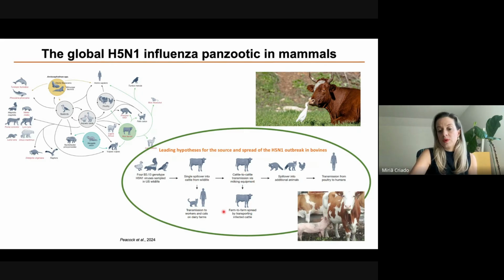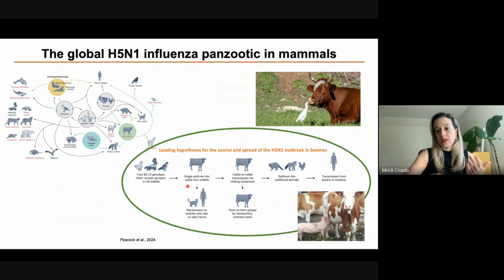And this was really alarming because this started a farm-to-farm spread by transporting these infected animals. In some parts we observed, and they were able to detect, some spillover to additional animals in the area close by these dairy cattle farms, and in some cases, some transmissions from poultry to humans again. And of course, I just had these pictures here to show some hypotheses.